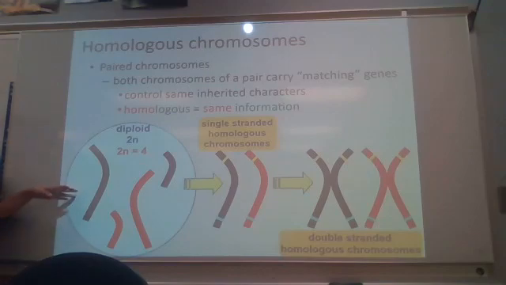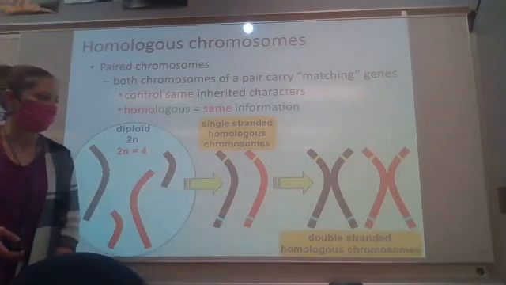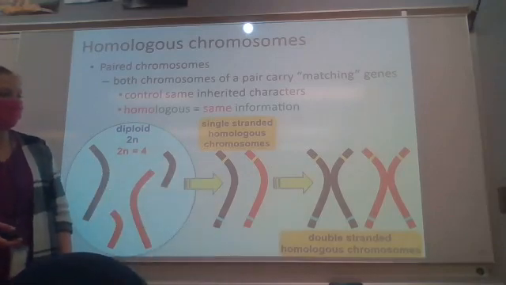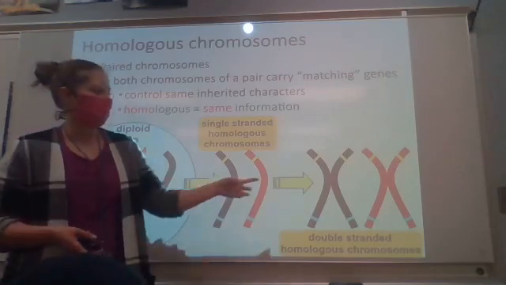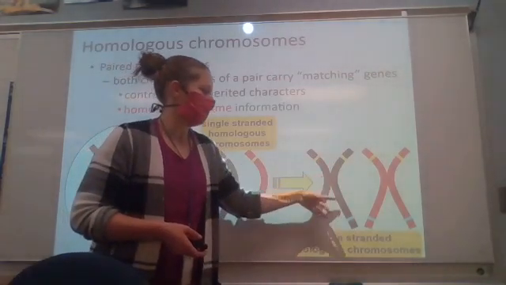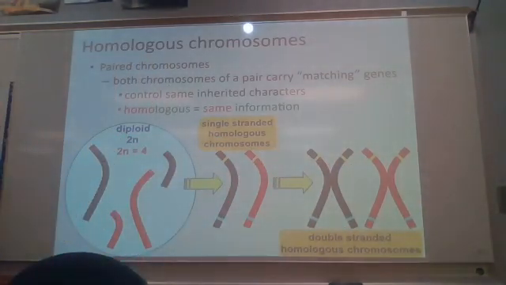And if we think about the cell cycle, they start off as single-stranded homologous chromosomes in G1. In the S phase, what happens? The DNA duplicates, right? And that's when we get our sister chromatids. We have our X-shaped double-stranded homologous. Hopefully that slide's mostly a review, but are there any questions on anything on that slide before we move on?